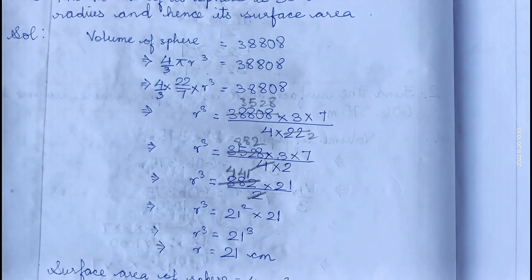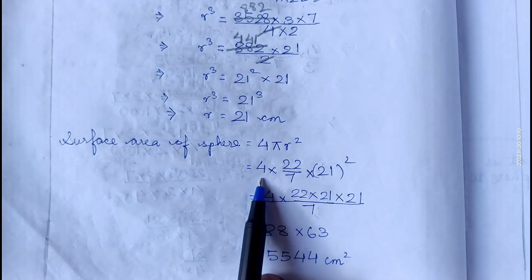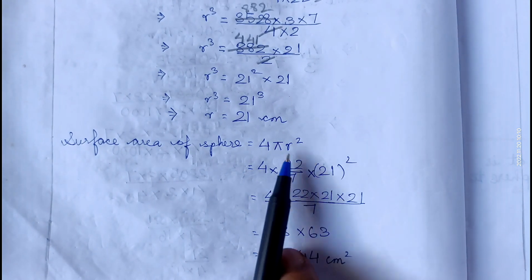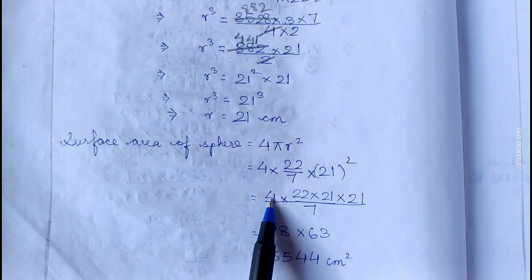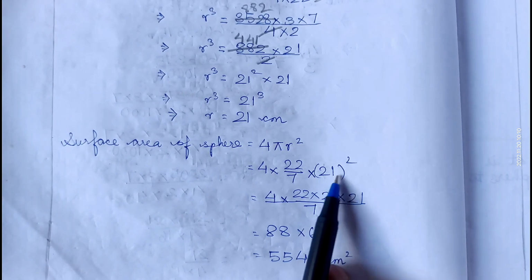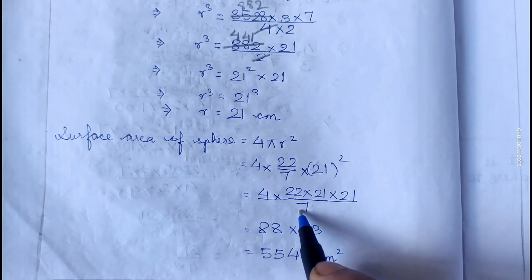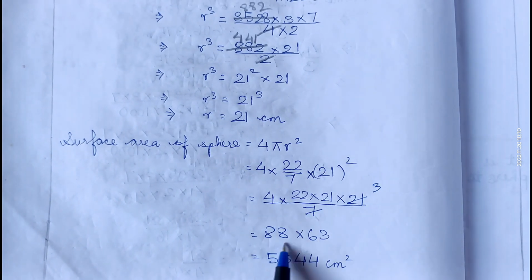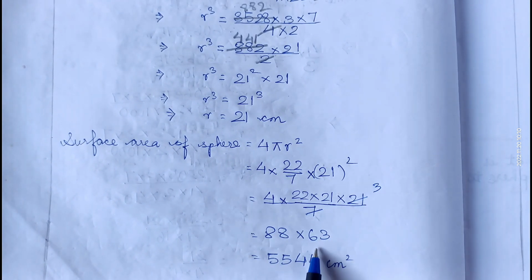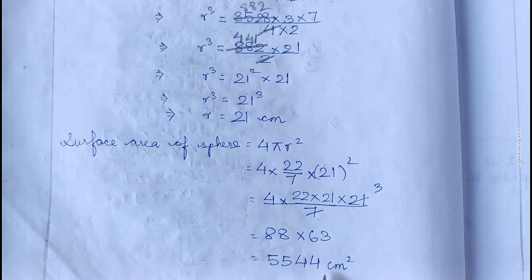Now we have to calculate the surface area, and we know surface area of the sphere formula is 4 pi r square. So it will be 4 pi is 22 by 7 into r square. R is 21 we got. So it will be 21 square. So 4 into 22 into 21 into 21 divided by 7. 21 and 7 can be cancelled. So it will give 3. Now 4 into 22 it will be 88. 3 into 21 it will be 63. If you multiply, you are going to get 5544 centimeter square, which is the required surface area.